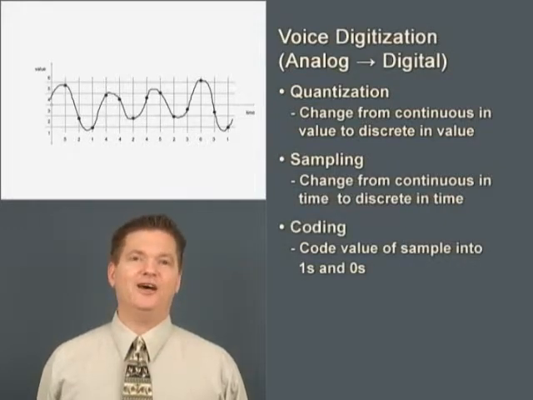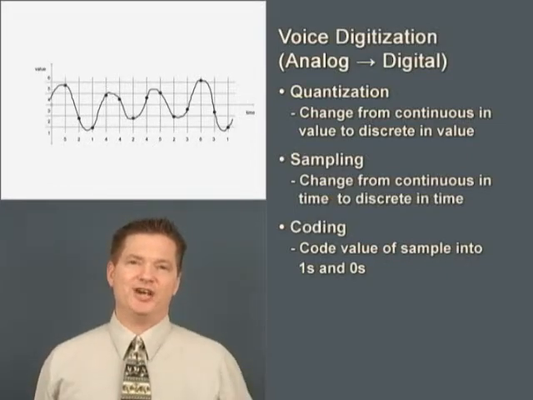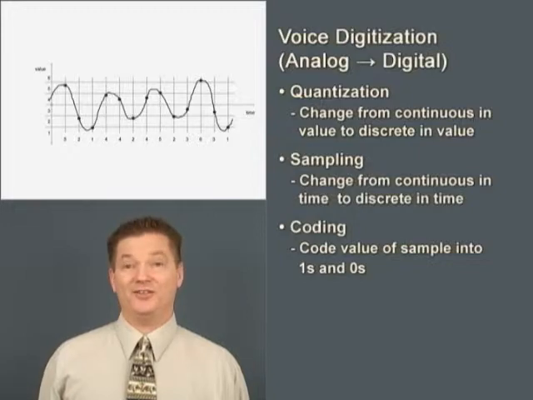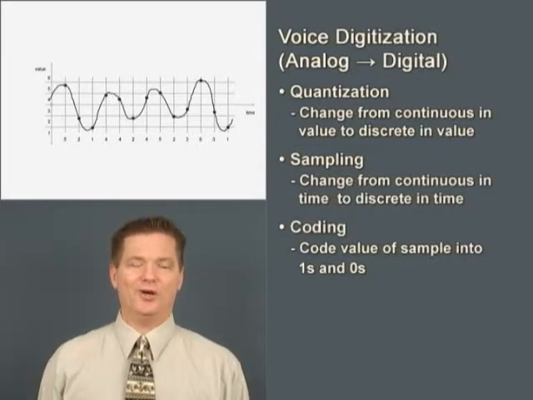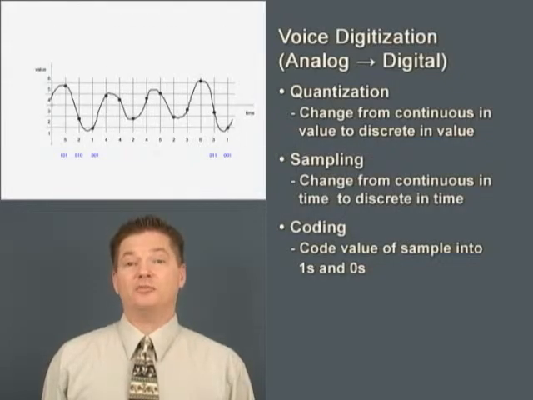We have to somehow take the raw output of this quantization and sampling and code the values of the samples into 1s and 0s. Anybody who knows binary math would know that you could represent a 5 as a 101 and a 2 as a 010 and a 1 as 001. That's the easiest way to do it. That's straight decimal to binary conversion. There are lots of other ways of doing that coding step. But in any case, what we end up with is this stream of 1s and 0s.